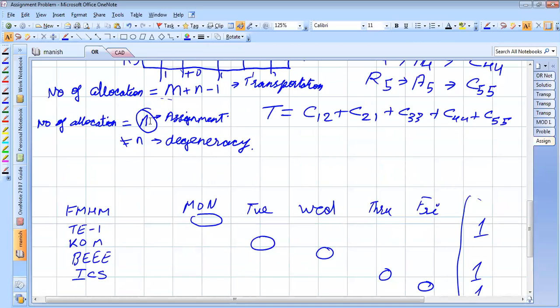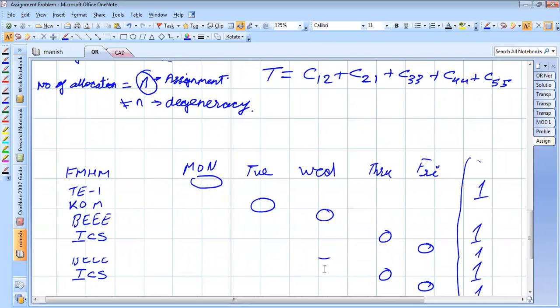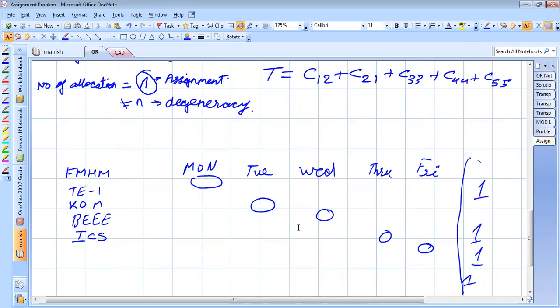Yes, sir. Why the number of allocations is equal to n? Is it clear now? Yes, sir. Each subject is to be allocated only to one day. I don't want to study it every day. Okay, so then it is an assignment problem. Correct? Yes. Is it correct, student?